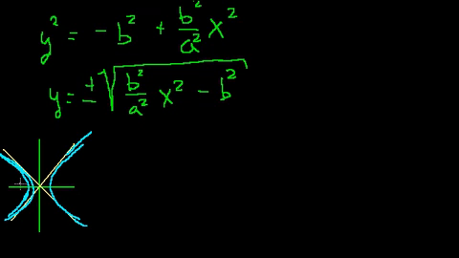It's either going to look like that, where it opens up to the right and the left, or our hyperbola is going to open up and down. And once again, an asymptote means that as you go further and further, it's just going to get closer and closer to one of these lines without ever touching it. But it'll get infinitely close as you get infinitely far away, as x gets infinitely large.